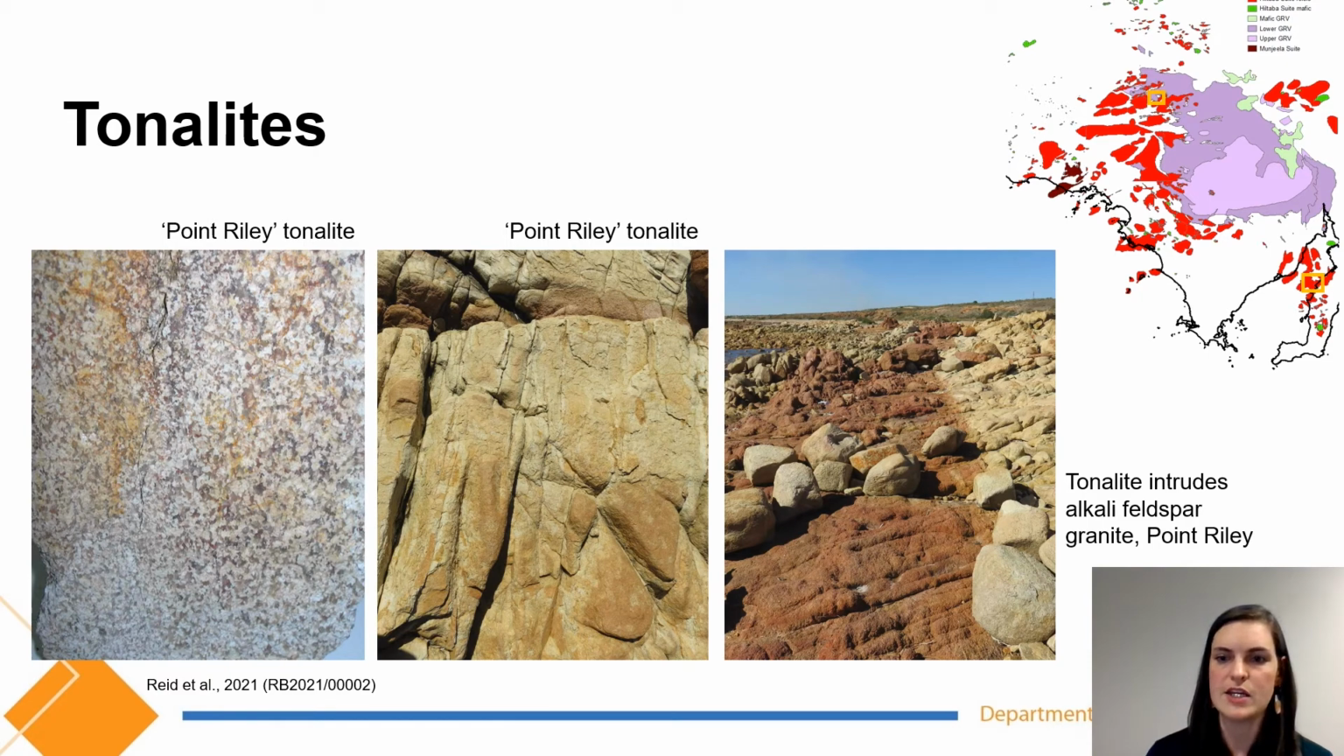Tonalites are very rare in the Hiltaba Suite and generally exist as small proportions. The best exposure is at Point Riley on the York Peninsula. These plagioclase-rich rocks are very different to the K-feldspar rich rocks which dominate the Hiltaba Suite. The tonalite at Point Riley intrudes a K-feldspar rich granite and is then intruded by another K-feldspar rich granite, which are all of Hiltaba Suite age. There's another known occurrence of tonalites in the Tarcoola region in the northern Gawler Craton.